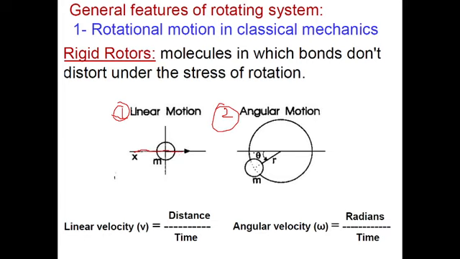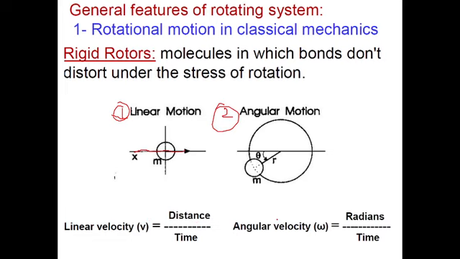And angular motion means this is circular motion. An object or molecule that moves in a clockwise or circular manner is said to have angular motion. Here linear motion has a velocity which is equal to distance upon time. But in angular motion, they have angular velocity, which can be calculated by the formula radians divided by time. That means here we consider the radius of the molecule.